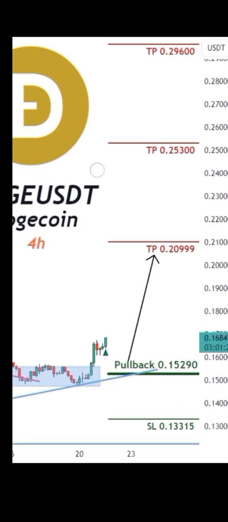In this case, you may not need to wait for the market to come here before you start opening your trade. You can open your trade alongside and just tell the market that your entry is 0.1529. That's it. So now, what is our stop loss? Tell me. Yes, 0.13315. What is our TB1? 0.20999. TB2, 0.25300. TB3, last one, is 0.2960. So this is very clear. I hope you're understanding it very, very well.